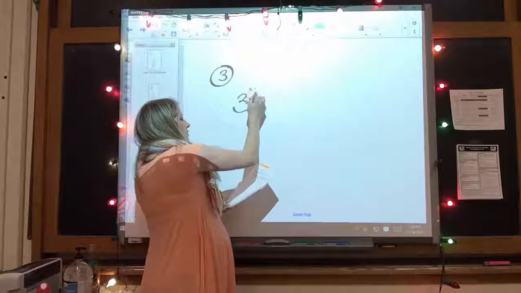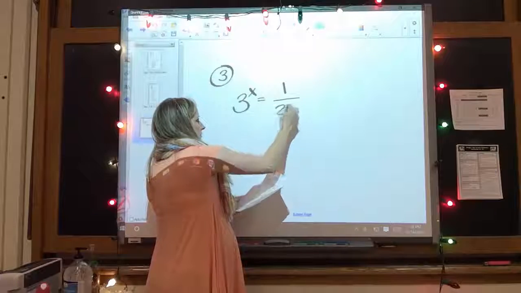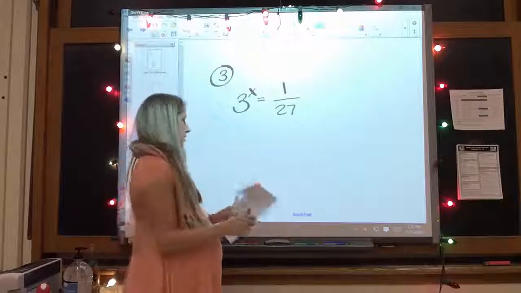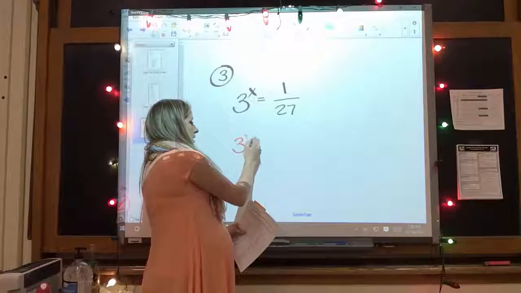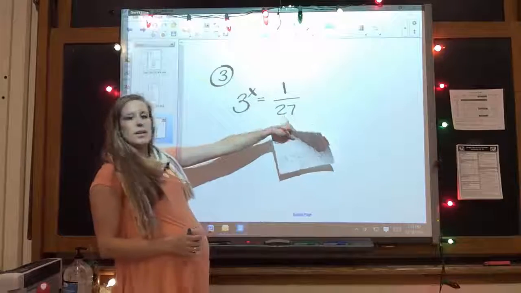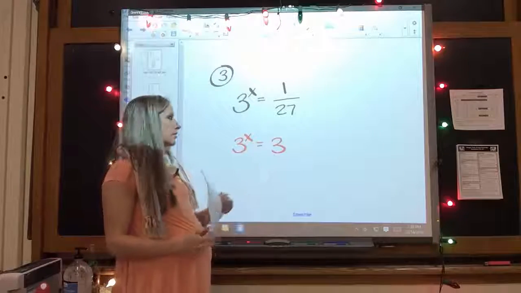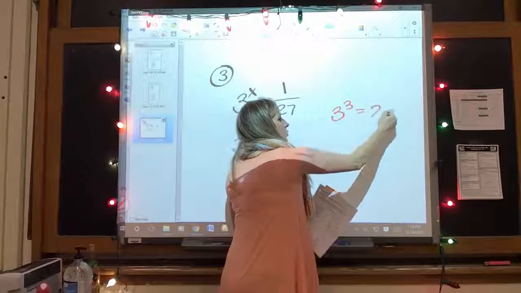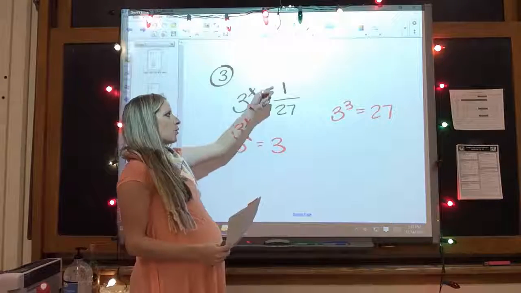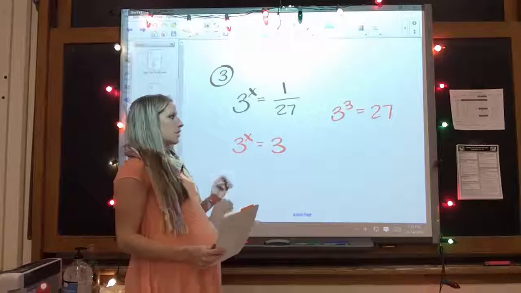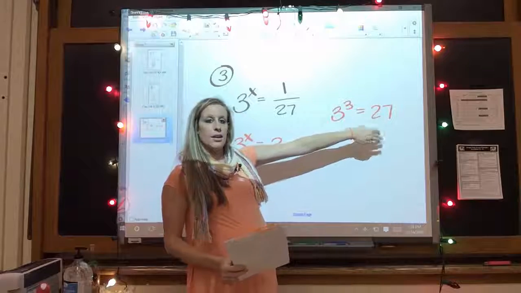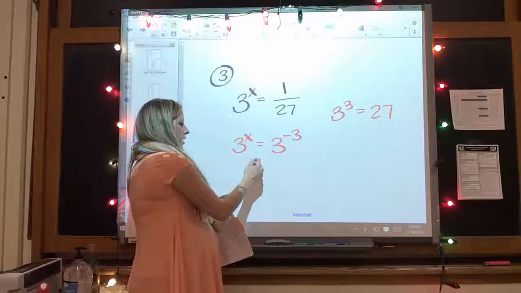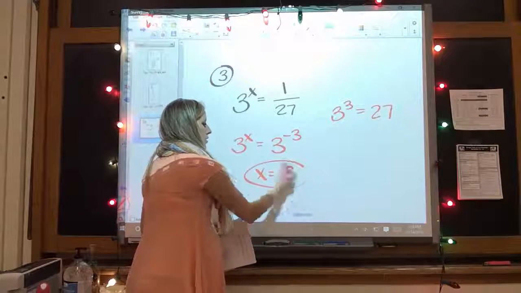Okay, so number 3, we have 3 to the x power equals 1 over 27. We need them to have the same base first. So we have 3 to the x power. How are we going to get a base of 3 with 1 over 27? Now, we know that 3 cubed is 27. So how are we going to get 1 over 27? The only way to do that is if we flip it. And to flip it, we need a negative exponent. So my x would equal negative 3 on this problem.